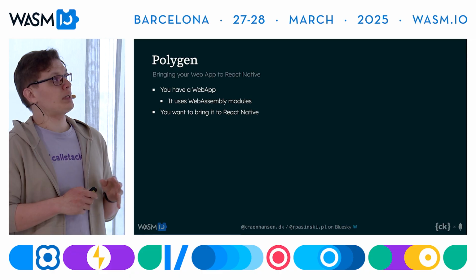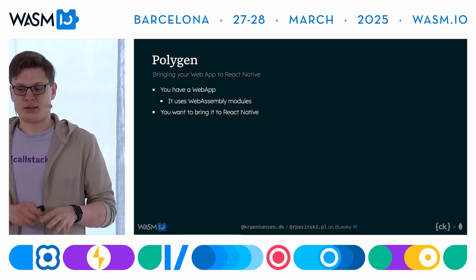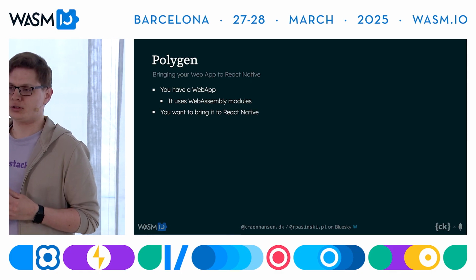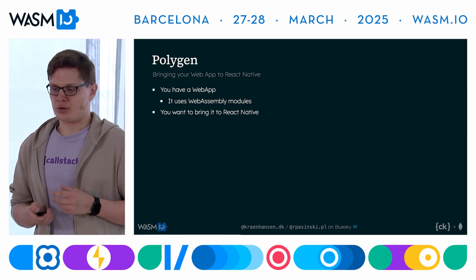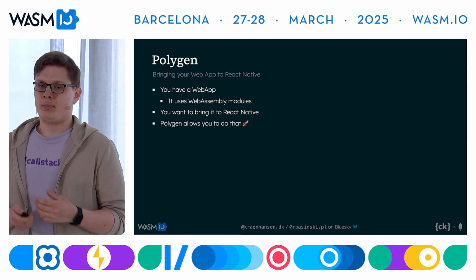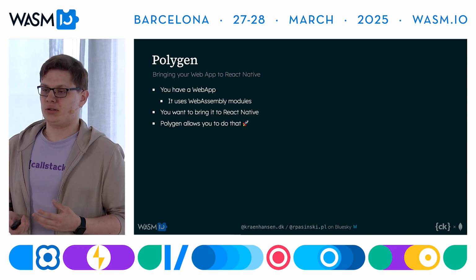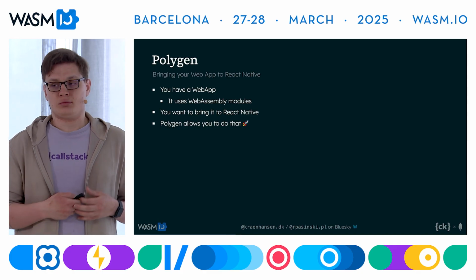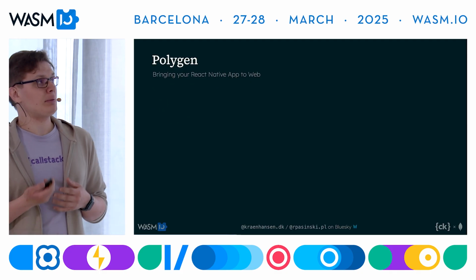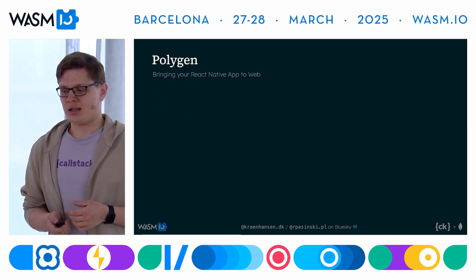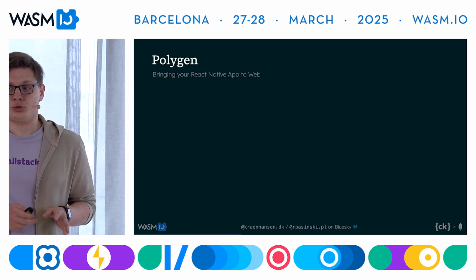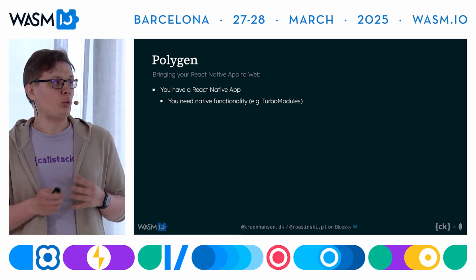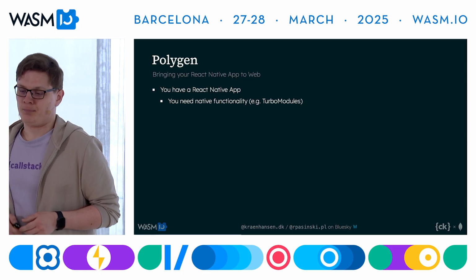So one of those use cases is, let's say you have a web app. You have native WebAssembly modules right now for performant computations, and you want to make a native application. Assuming the web app is written in React, it should be really straightforward. But because of the WebAssembly, it's not that easy right now. And Polygen allows you to do just that. You can easily make a native application out of your web app if it uses WebAssembly.